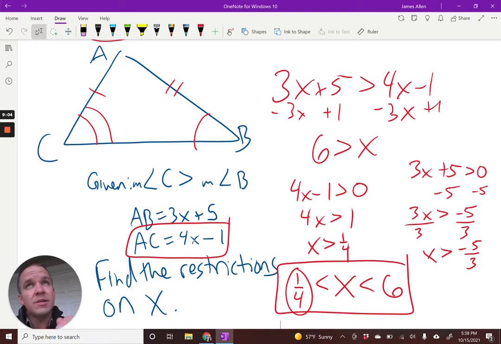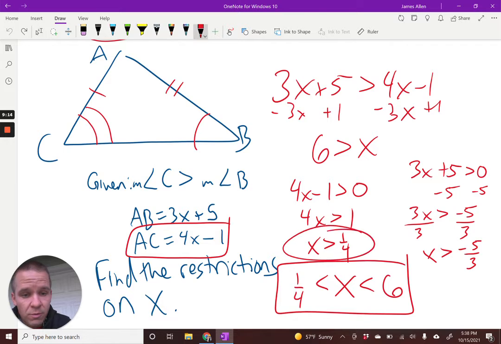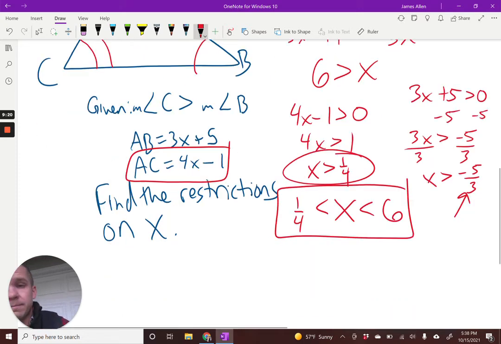Because I know if the smallest side is greater than 0, then any side that's larger than that is also greater than 0. Cool? Awesome sauce. You can always check both and pick the larger of these two. See how I picked the 1/4? That's bigger than that. Okay? So, alrighty, wonderful. We'll do another one of those in class, though. Alright?